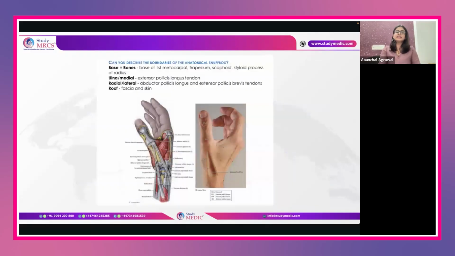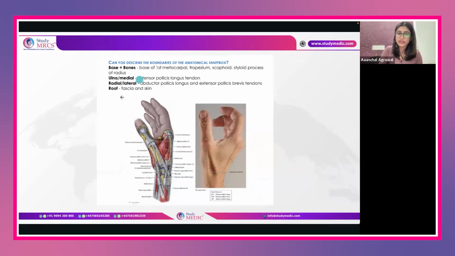Okay. Then the next topic is about the anatomical snuffbox. This is a very frequently asked question. They will ask you about the anatomy, the boundaries of the anatomical snuffbox, the floor, the content, and the clinical significance.